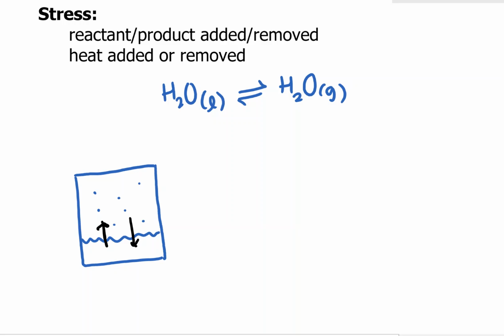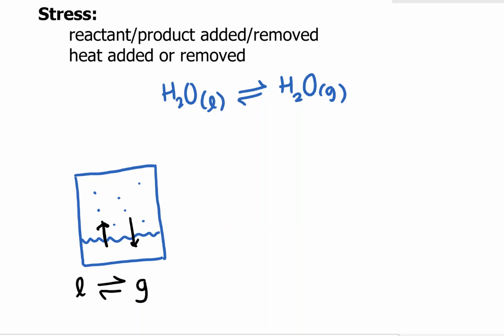So a few things about this equilibrium is that nothing has stopped. There's still reaction going in both directions, evaporating and condensing. And so we show double arrows like this. Also, we're not saying that there's equal amounts of liquid and gas. There may be a lot more in the liquid phase than the gaseous phase.